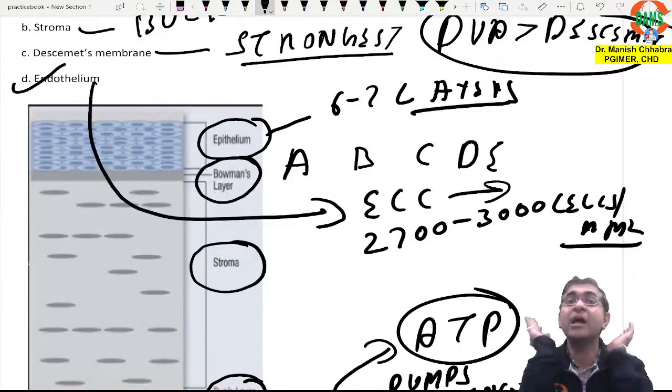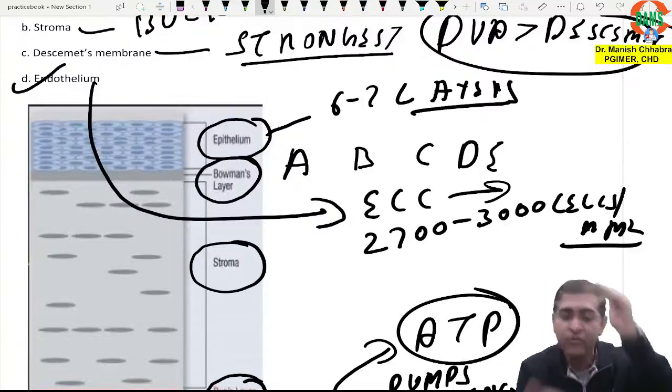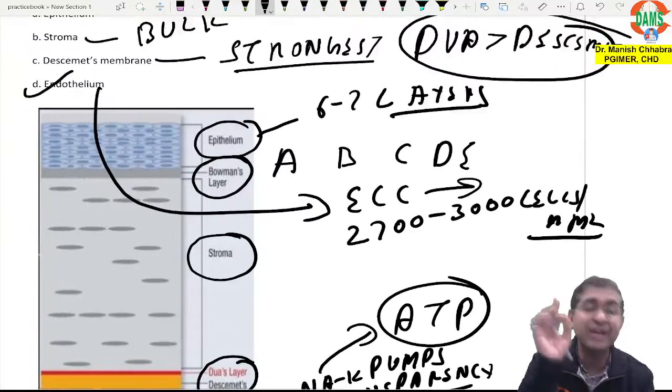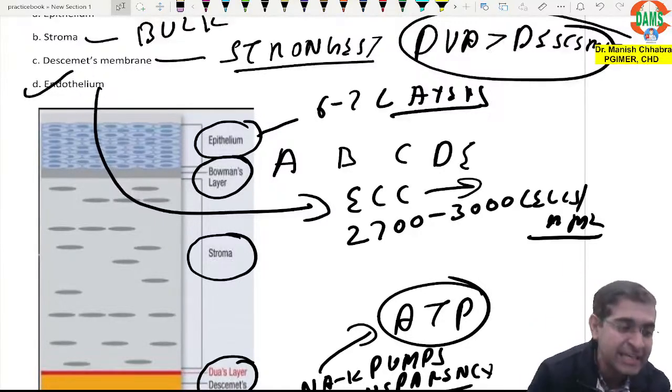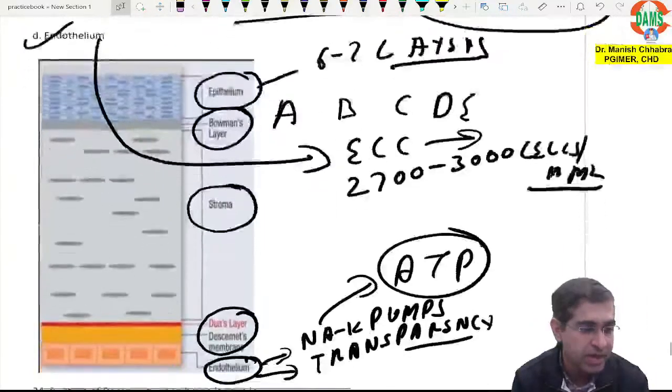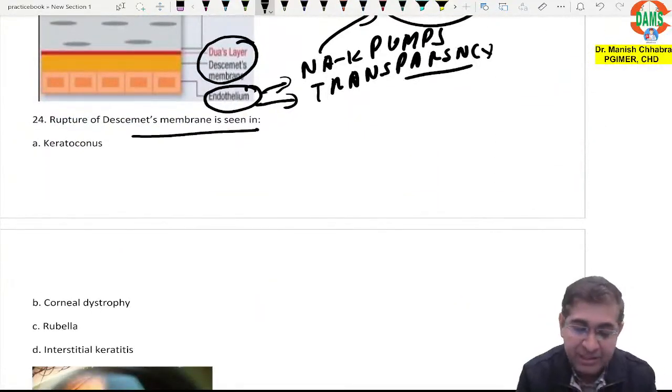By specular microscopy. How do you measure the thickness of the cornea? The normal thickness of cornea is 500 to 600 micron. You assess it with the help of pachymetry. Yes? Okay. Now, rupture of Descemet's membrane is seen in.